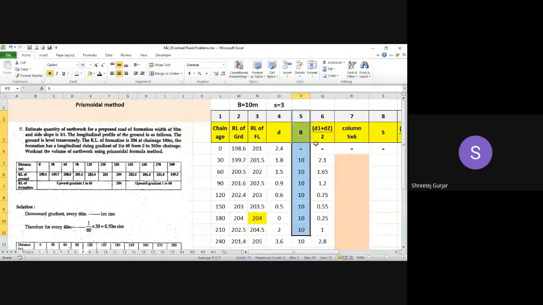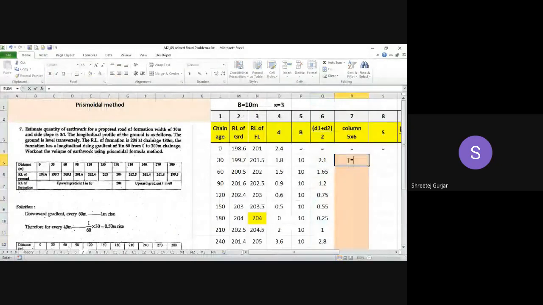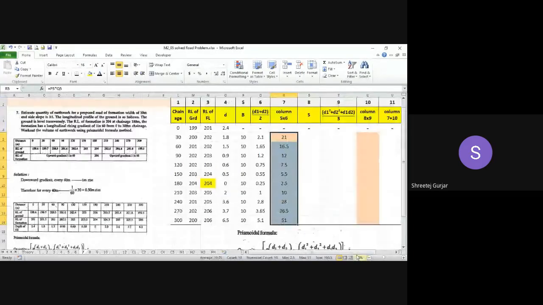So this is column number 5 into column number 6. If you do, you will get this whole bracket, B into (D1 plus D2) by 2. So I have got all these values. Next, what do we require?